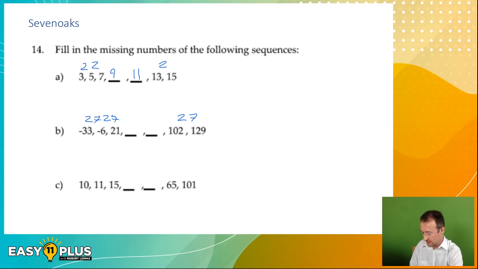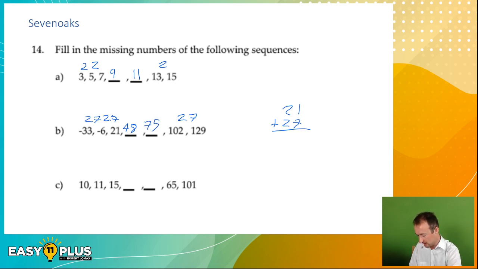Okay, so now 21 plus 27. Now you could go over here and write 21 plus 27, and work it out. But in fact, it's pretty simple as a mental arithmetic problem, and get into the habit of doing it for these very simple things. 21 plus 7 is 28, plus 20 is 48. Okay, now 48 plus 27, 48 plus 7 is 55, plus 20 is 75.